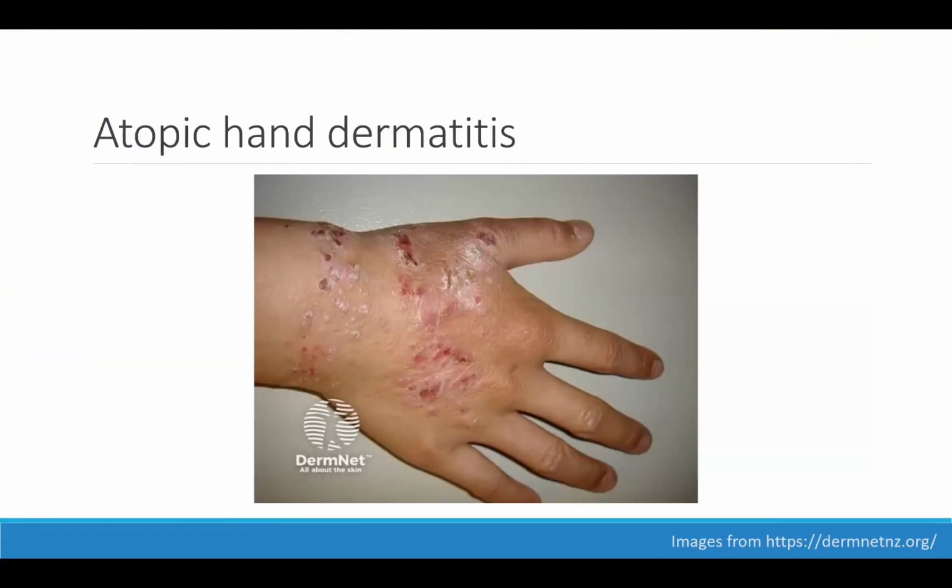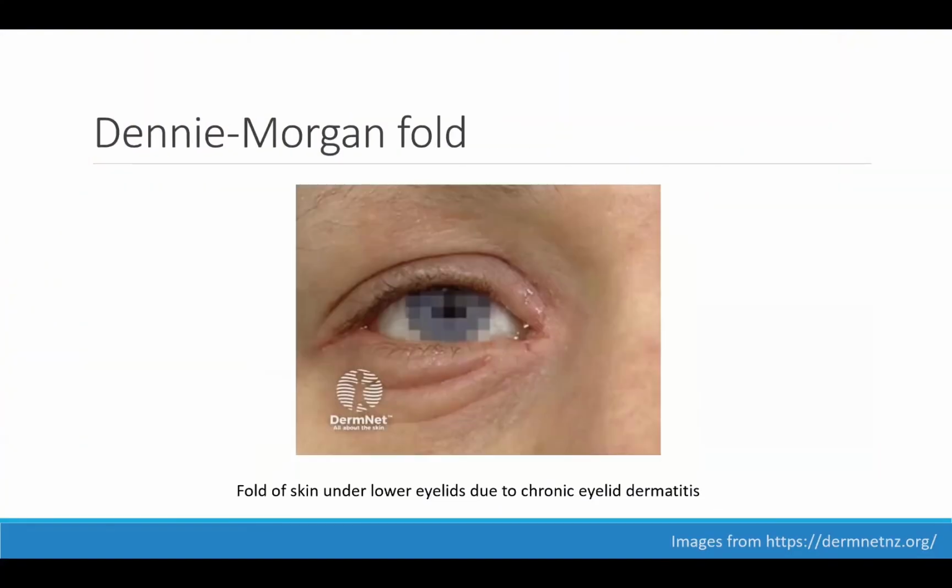This is a patient with atopic hand dermatitis. This is a Dennie-Morgan fold, which is a fold of skin under the lower eyelids due to chronic eyelid dermatitis.